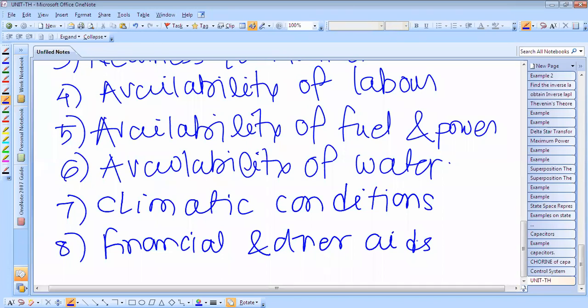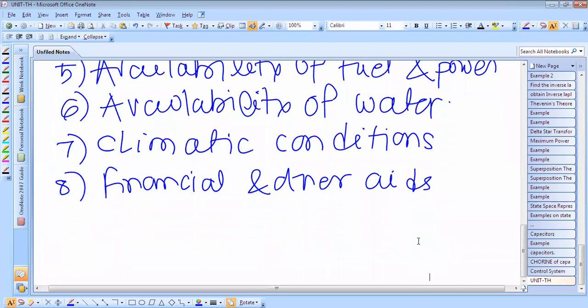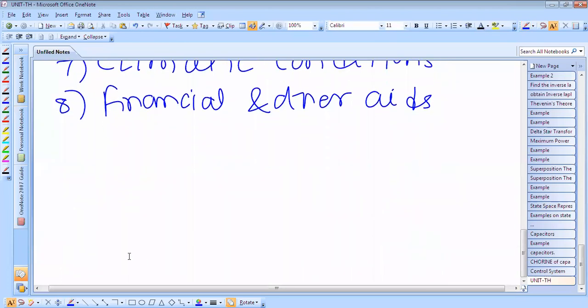Next is the land. Next point is the land. This is a very important point. The topography area, the size, shape of the site, cost, drainage, or other facilities, the probability of floods, earthquakes, etc. influence the selection of the plant location. Okay, so all this we have to consider.